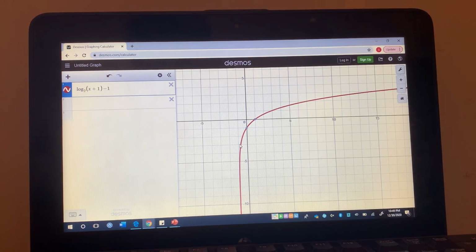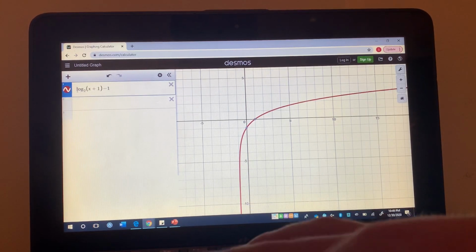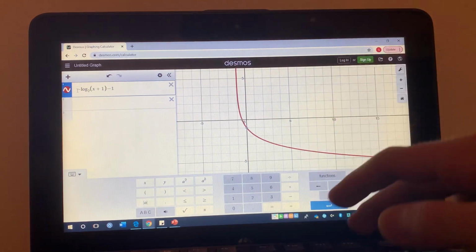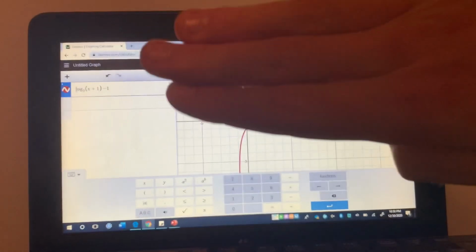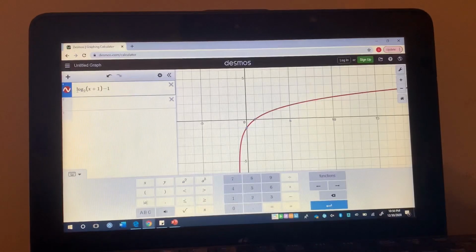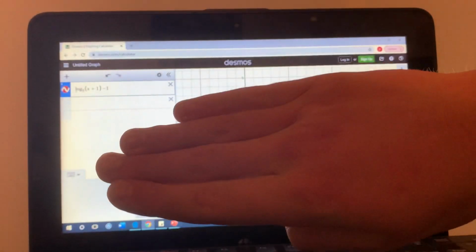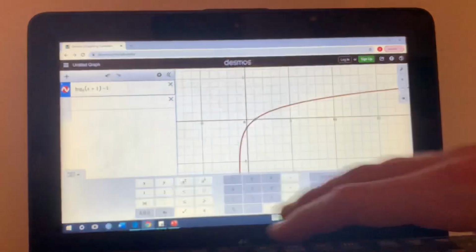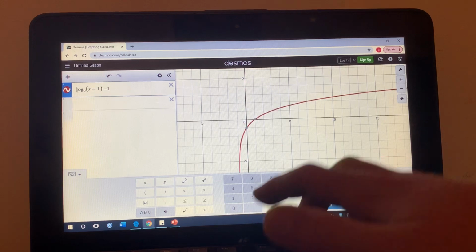So, guys, as usual, experiment with Desmos. It'll help you understand the graph. Again, if we make this a negative, it just flips over the y-axis, like that, it flips over.